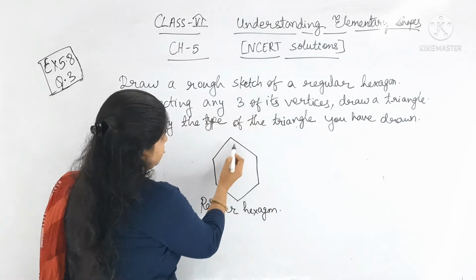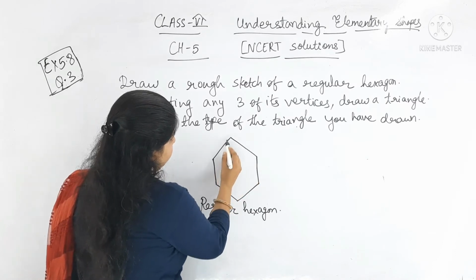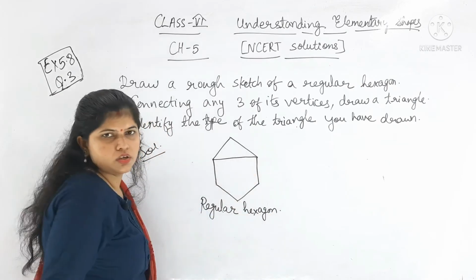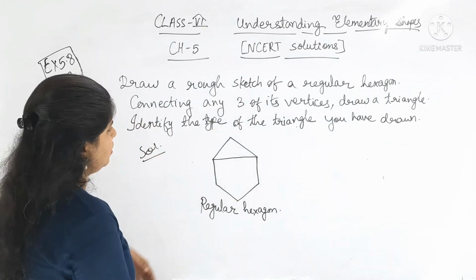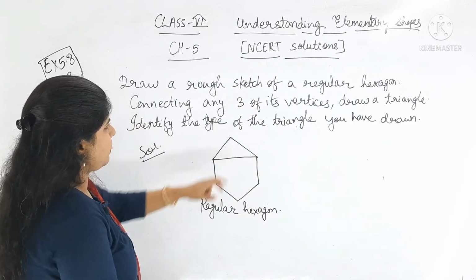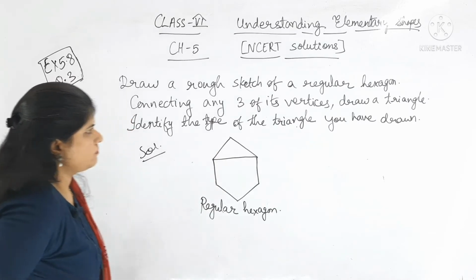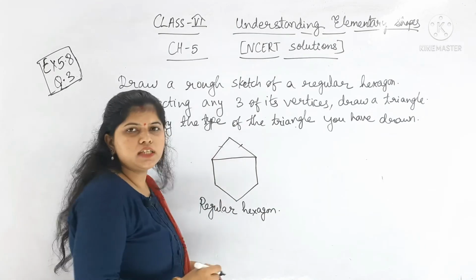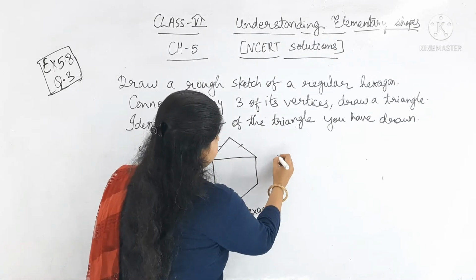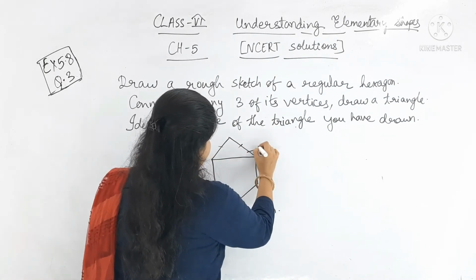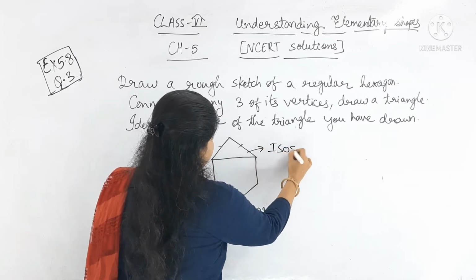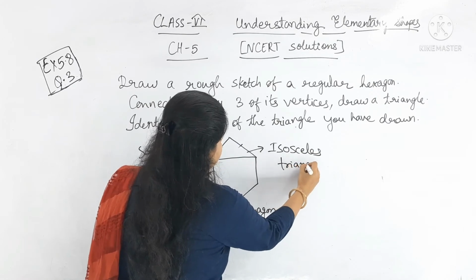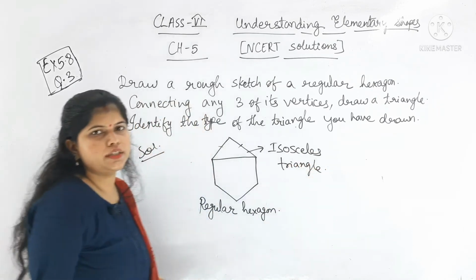Okay, connecting any 3 of its vertices. So here 1, 2, 3 vertices I will connect like this. Okay, so here you can see that these sides are equal. Okay, so that is an isosceles triangle. So that is about question number 3.